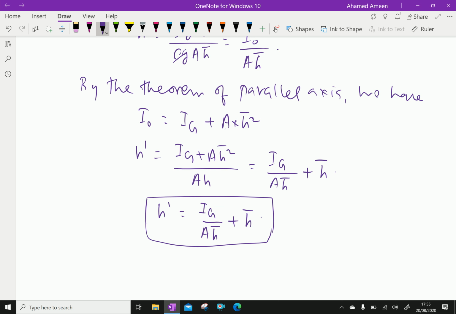Here h bar is the distance of the CG of that plate which is immersed. h dash is the distance of the center of pressure from the free surface. We have done.